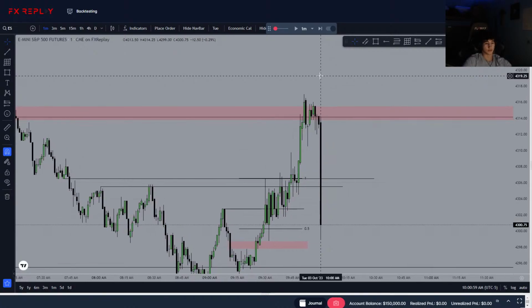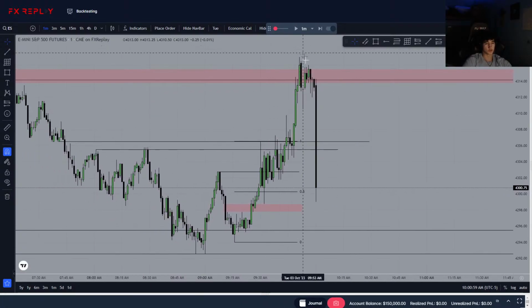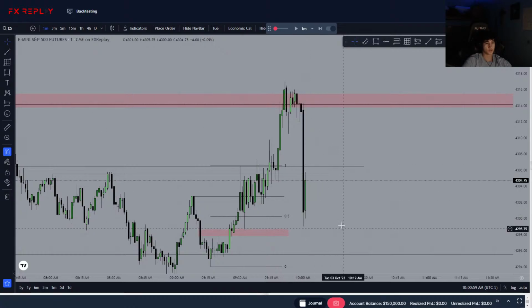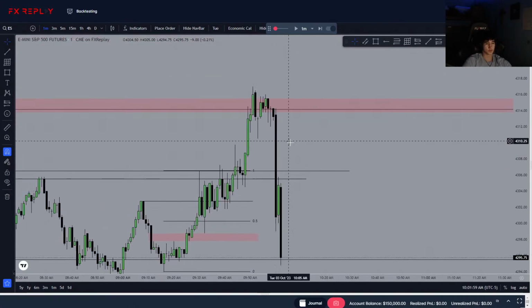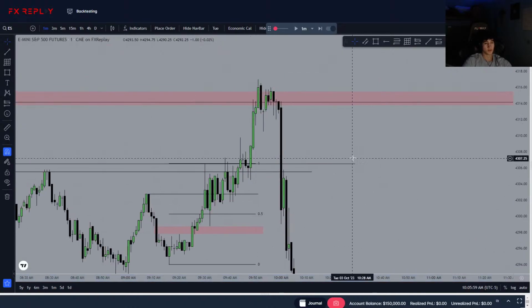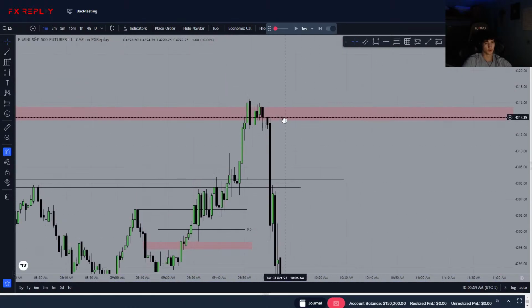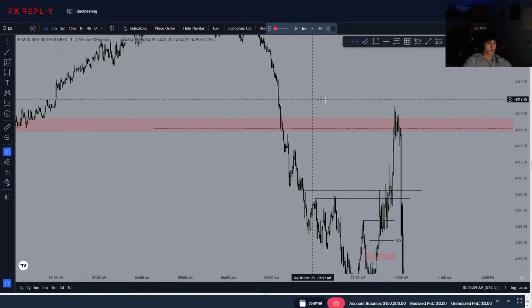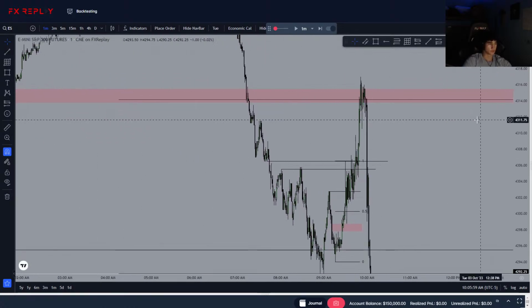Ugh, that's crazy. Shorts would have worked out if we did take them off the unicorn, but there had to have been news. It didn't show up as news either, so it's ridiculous. One thing I hate about FX Replay. But retrace into this breaker, reverse, push lower. So that's what I was talking about.